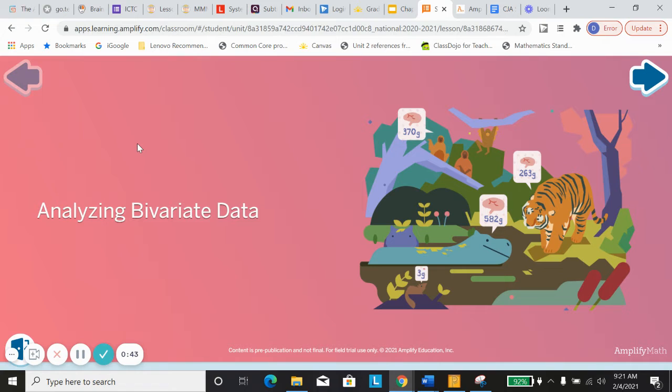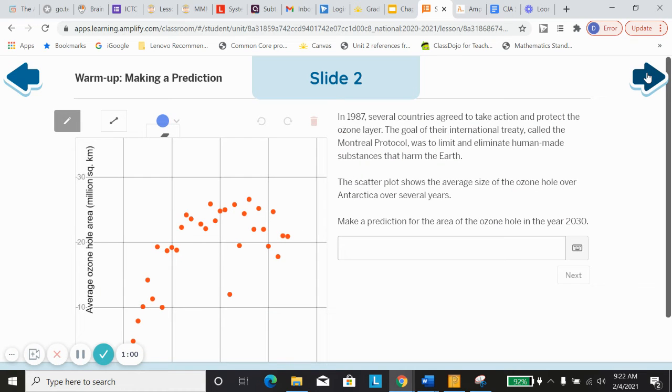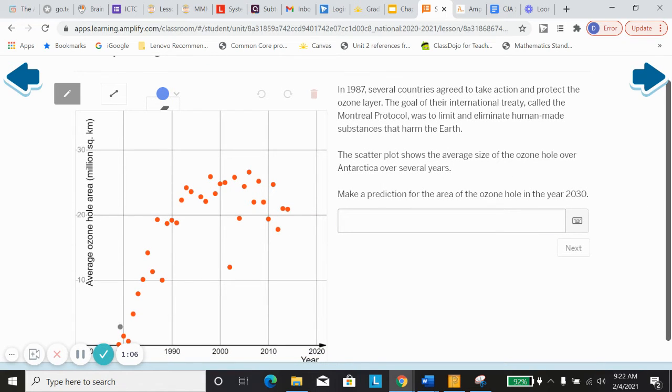So today we're going to look at how to analyze data that has two variables. That's what bivariate means, two variables. And let's first look at some of the data that we have looked at in the past. So here's that ozone hole layer data and how big that ozone hole is over time.